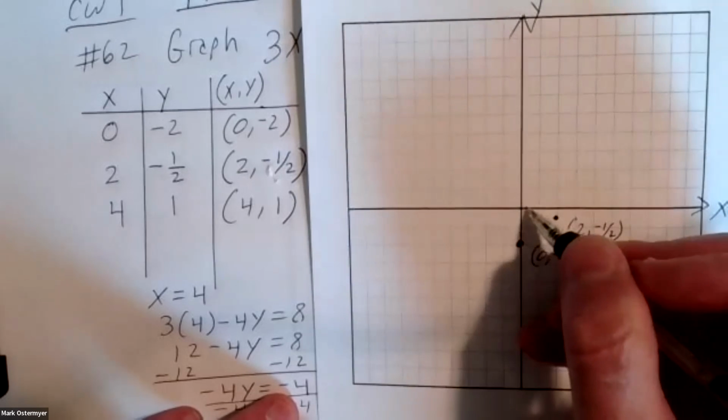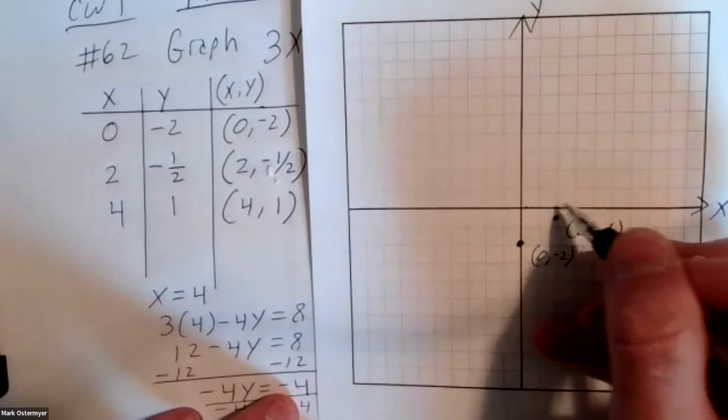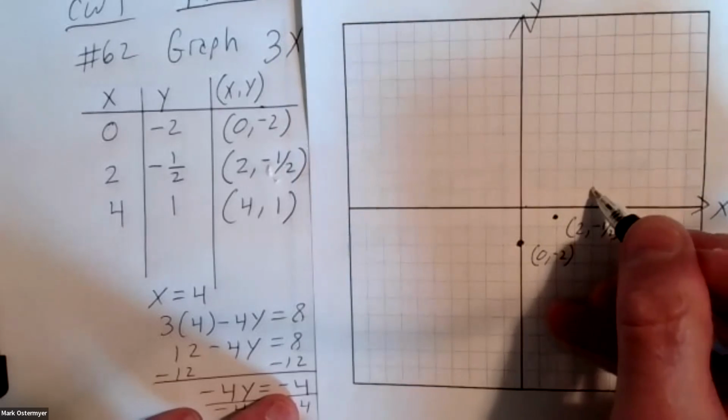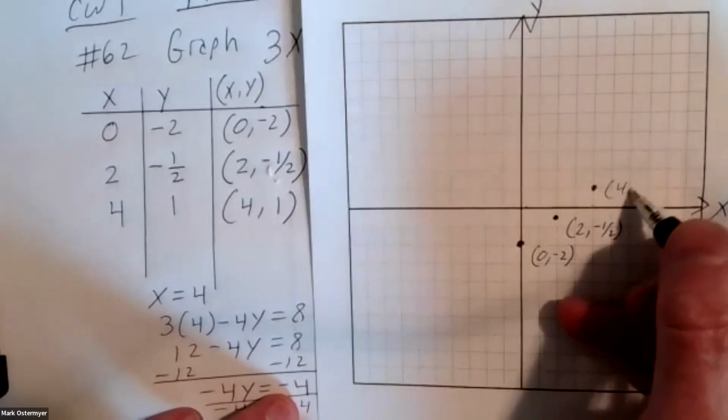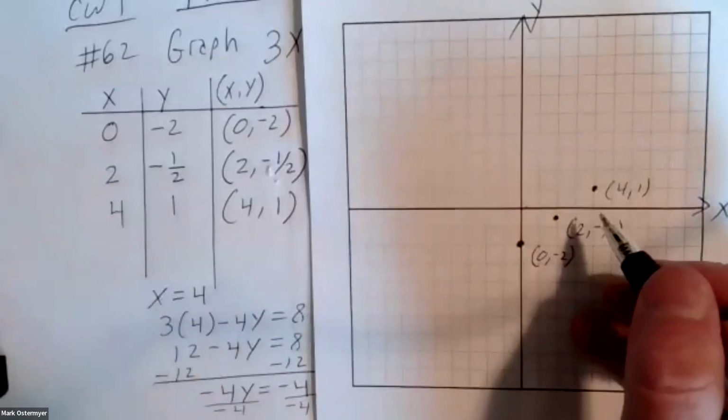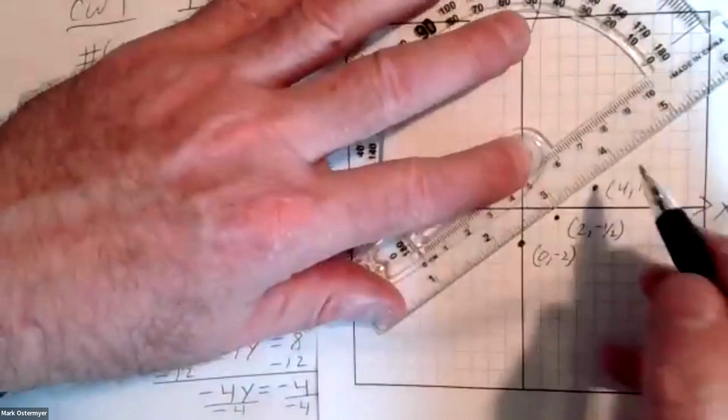Now we'll plot (4, 1). Start at the origin, go 4 to the right, 1, 2, 3, 4, and then up 1. There's (4, 1). Take a ruler, put a line through these points, and we have the graph of that linear equation.